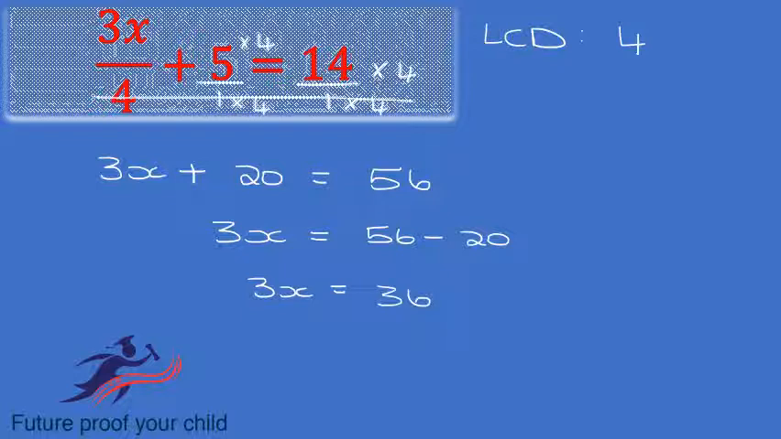To get x alone, we divide by 3. What we do on one side, we do on the other side. The 3's cancel, so you are left with x, and 36 divided by 3 is 12.